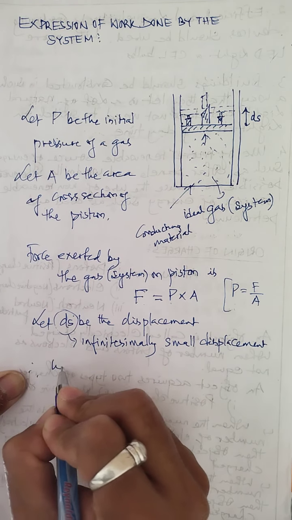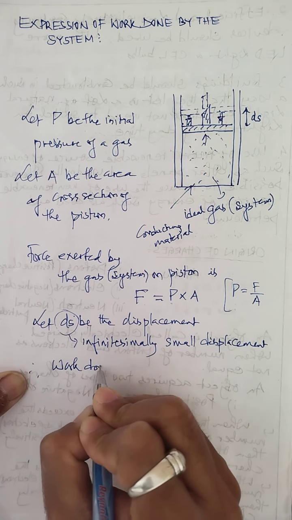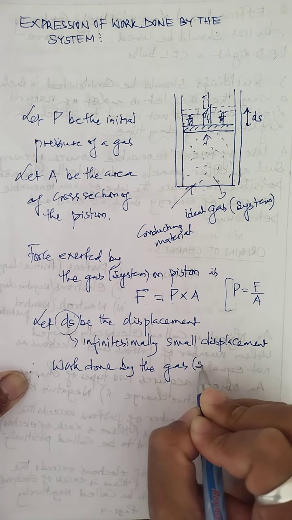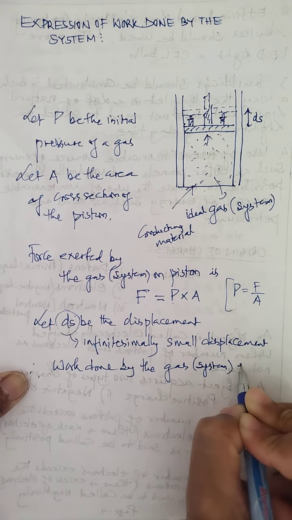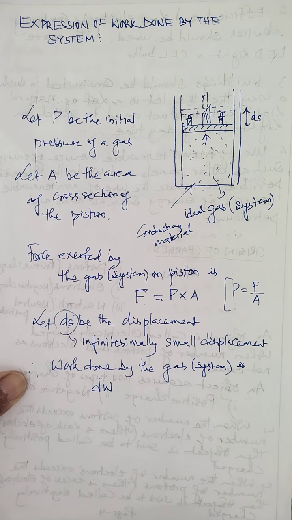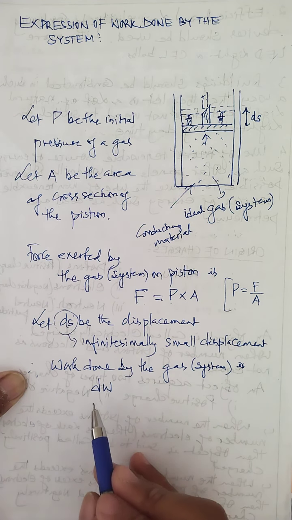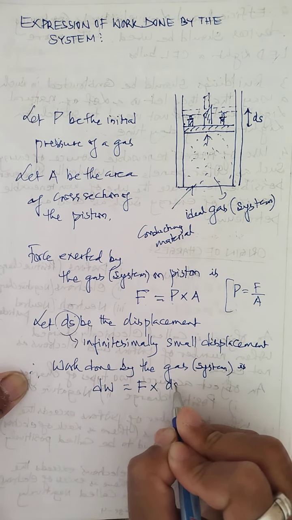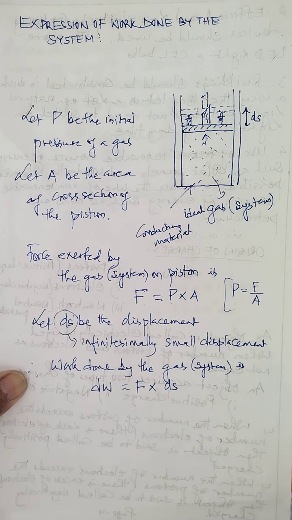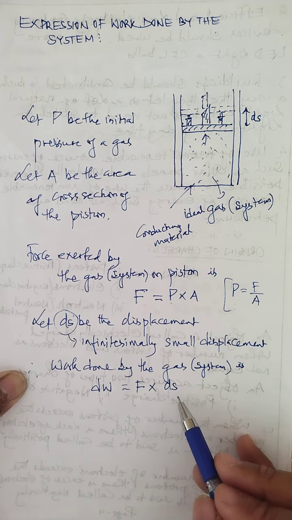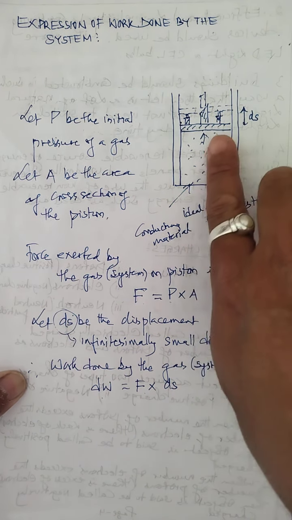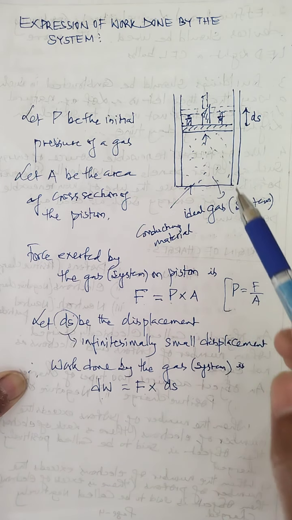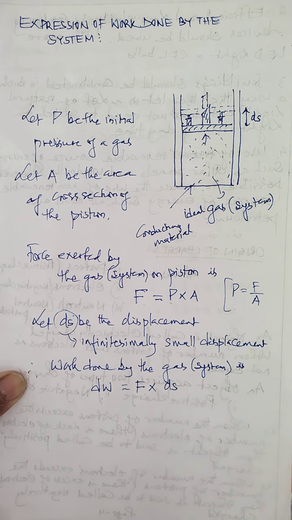So I write down, therefore, work done by the gas, and the gas is a system. This work done is given by dW, and this work done is also very small. But work done means what? Force into displacement, and that displacement is ds. Now this work done, which equals force into displacement, occurs because force is exerted by the gas. Displacement is produced in the direction of force. That's why work done is given by F into ds.